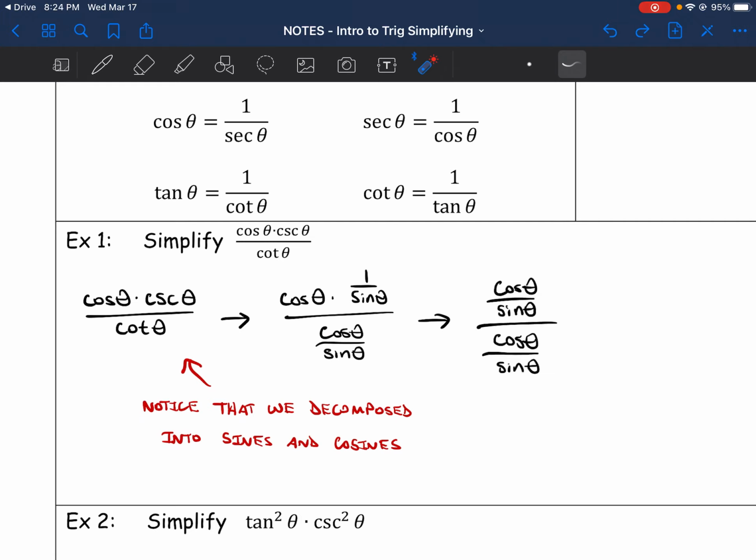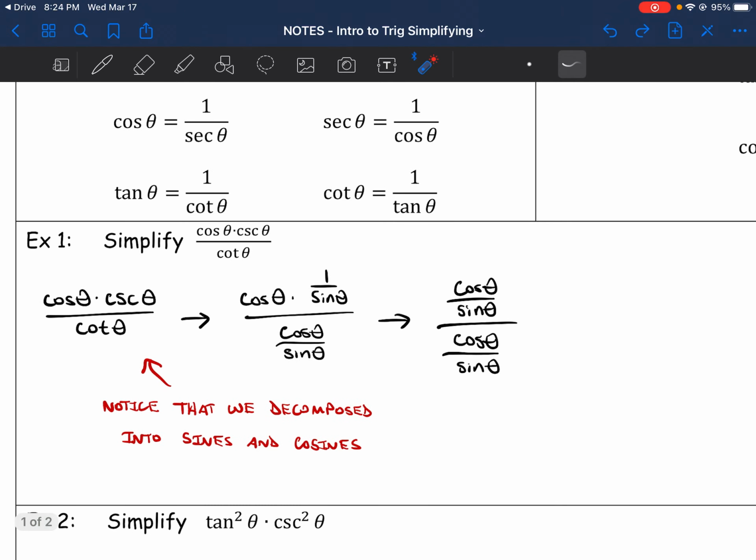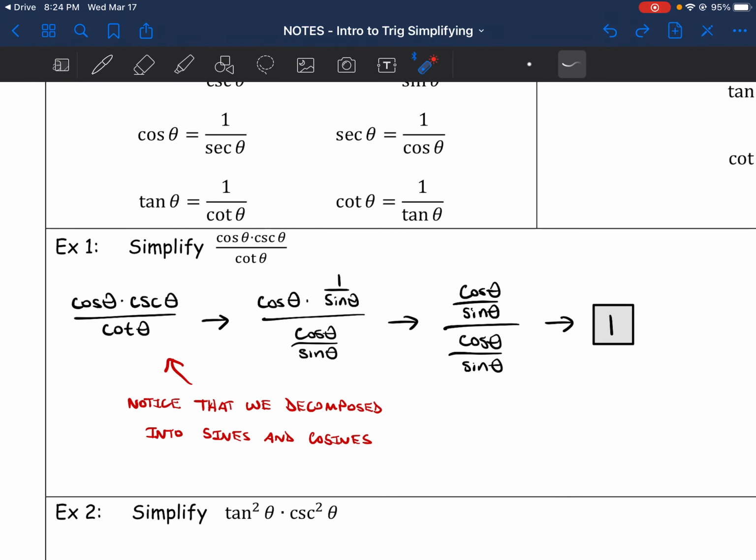Once I've done that, then notice that up here in the numerator, this is like a cosine over 1, by the way. So cosine theta times 1 over sine theta gives me cosine theta over sine theta. In the denominator, we have cosine theta over sine theta. Well, notice this is the same thing in the numerator as we have in the denominator. So it's cosine theta over sine theta divided by itself, which is just 1. Okay, so we simplified this expression as far down as we could, and we got the constant 1. So that's kind of the goal here, simplify as much as we can.